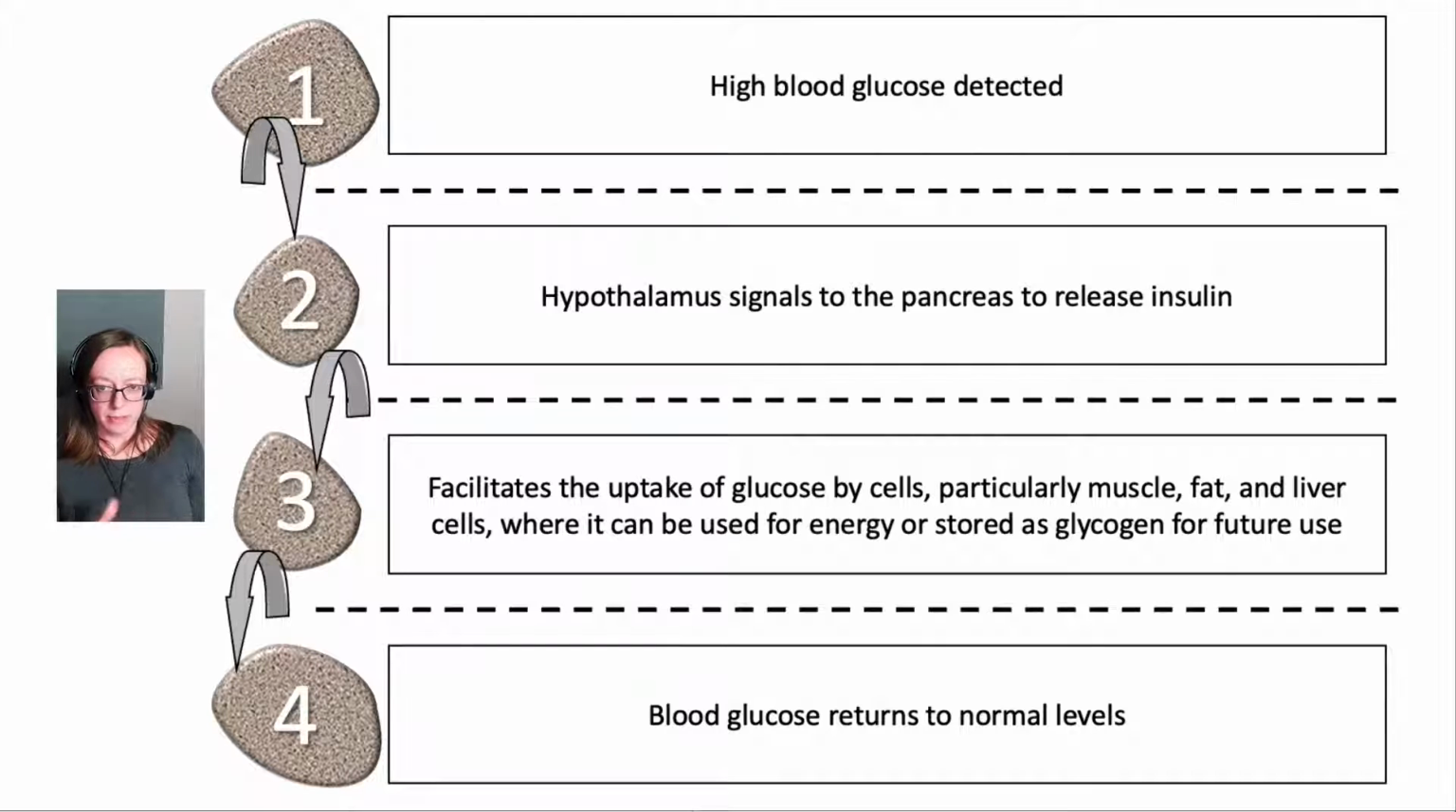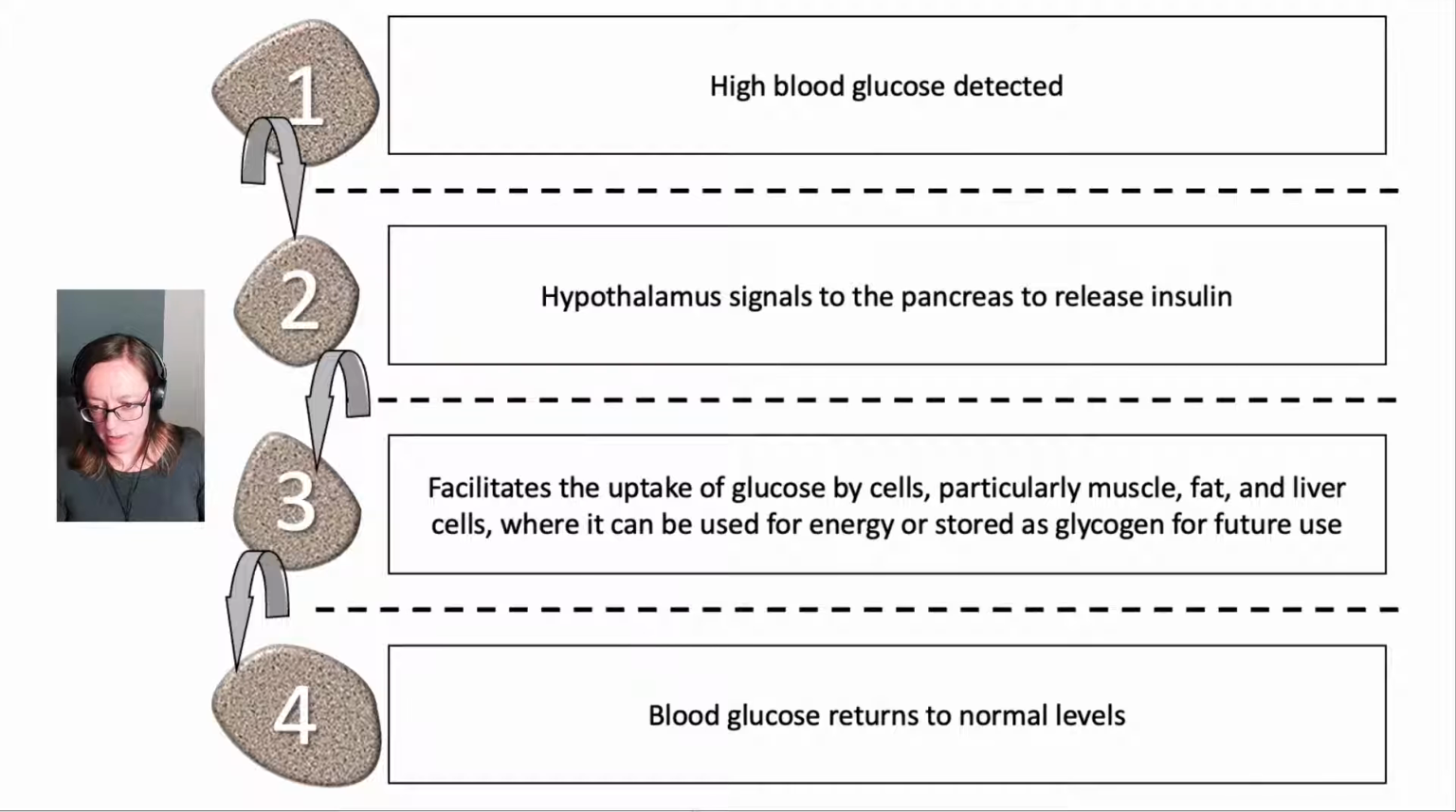So run through it from the top. If your body has high blood glucose, the hypothalamus in the brain tells the pancreas to release insulin, and then the insulin opens the cells so that they can take in the glucose, and then they either use it for energy or they store it as glycogen, and then the blood glucose levels return to normal.